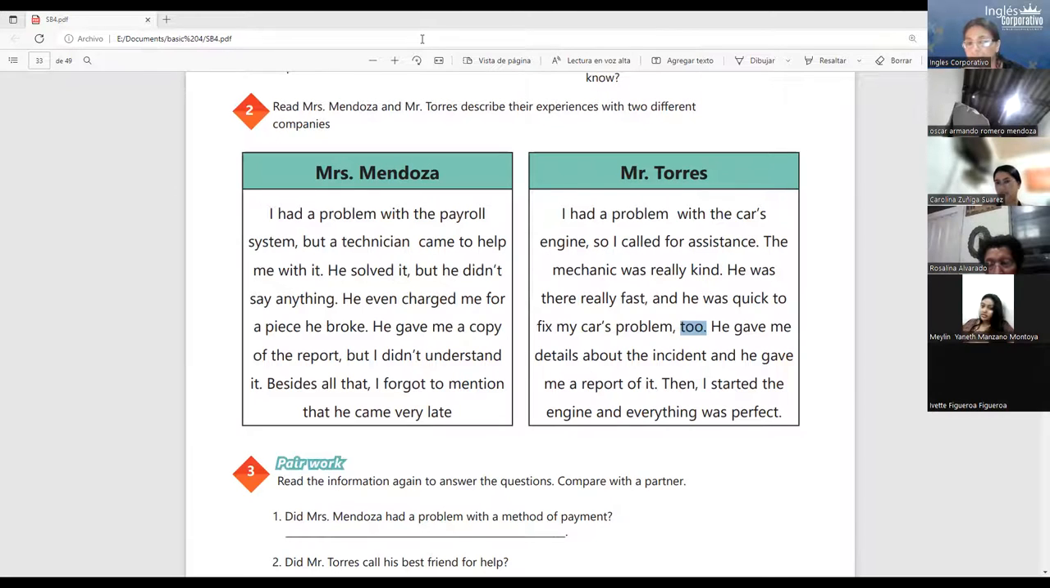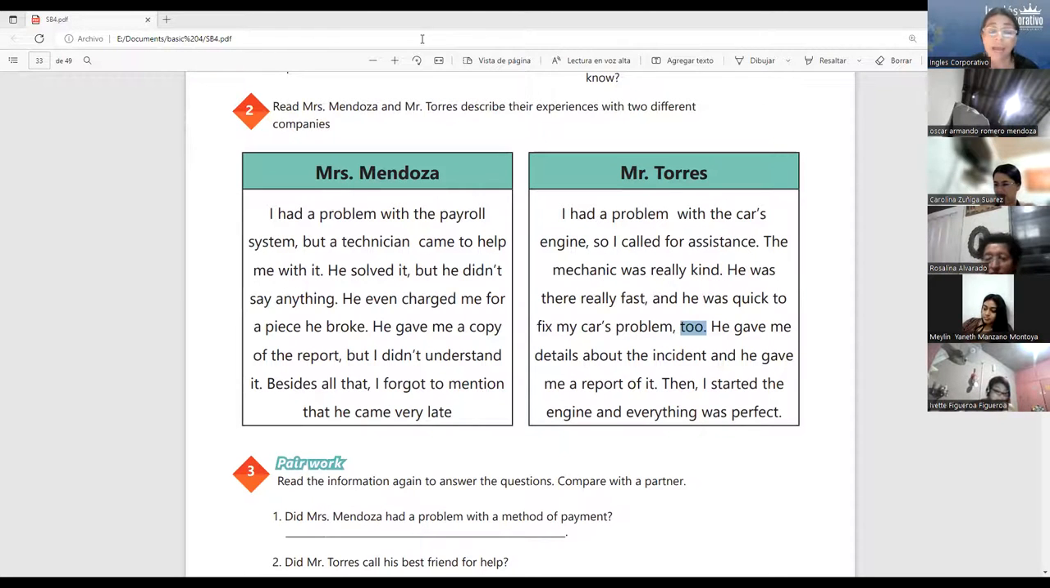Nina, regáleme ese verbo, then I what? Then I start. Termina con T, Nina. Es ed. Es started. Then I started. More or less. I started the engine. Okay. Excellent. And everything was perfect. Very good. Igual, Nina, recuerde. I'm trying. That's okay. Recuérdese que el verbo irregular es gave. All right, he gave me details. Very good. Okay, nice guys.